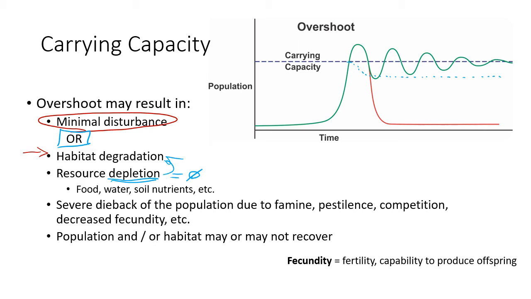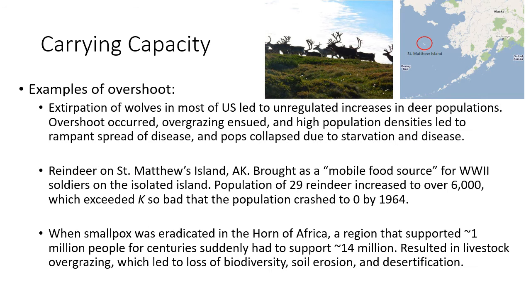It could be so bad that your population and or your habitat does not recover after that overshoot. I'll show you an example of that. So, some consequences of overshoot. I'm going to skip this first one because it's relatively straightforward and go into the second one, which is a lot more specific and really illustrates the most severe consequences of overshoot. St. Matthew Island is a small island in the Bering Sea between the US, Alaska, and Russia.